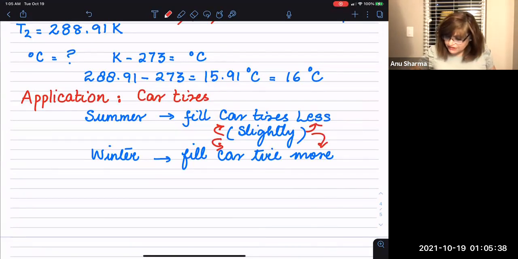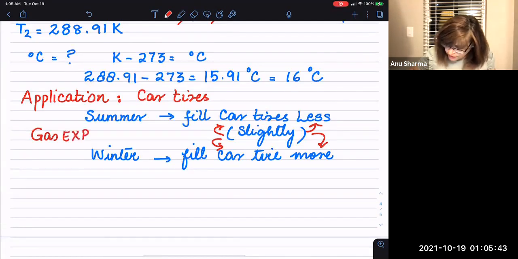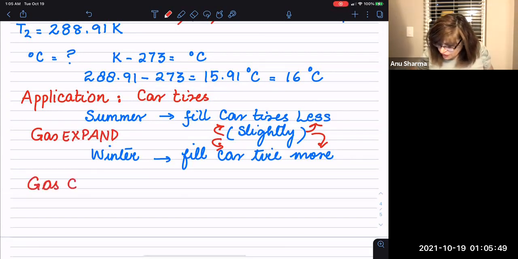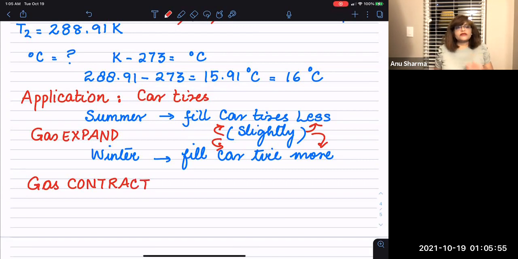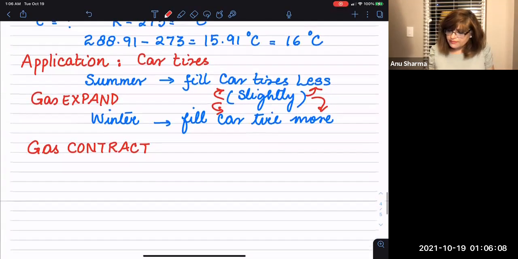During the summers, the gases expand, and during the winters, the gases contract on their own. So when they contract, that space is created, a little bit of vacuum is created. So that is why it's a good idea to fill the car tires slightly more in the winter so that even if they contract, there's still air there. So it's all temperature dependent.